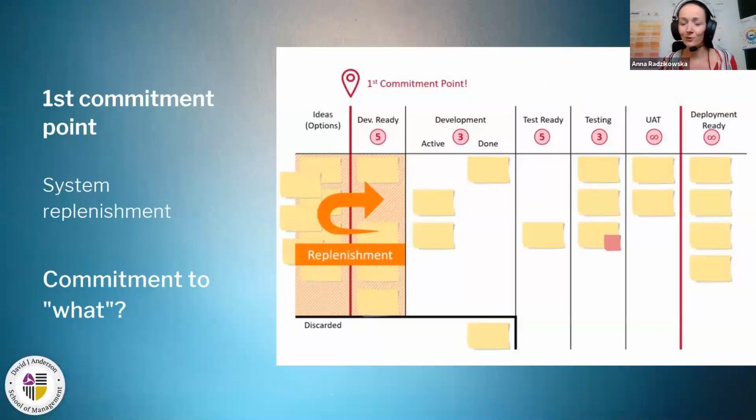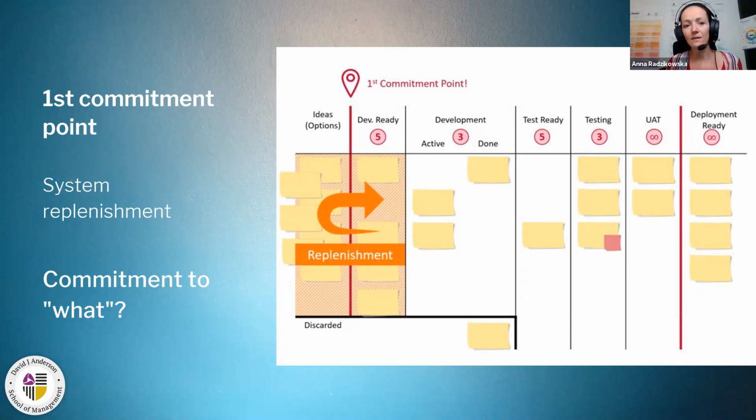So now a bit like 2 minutes of theory. This is something that you maybe recall from the class or maybe from your own reading, that in Kanban we have two commitment points. The first commitment point, this is this red line, and this is the moment when an item moves from upstream Kanban to downstream Kanban. So it crosses this red line.